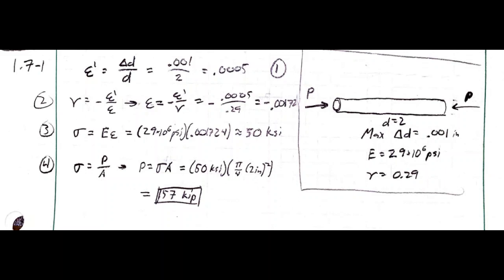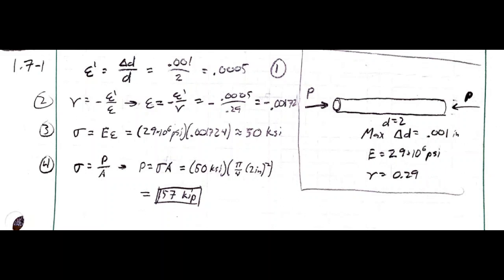Now that minus sign just means that it's getting shorter, which makes sense because the bar is being compressed. So I am going to ignore the minus sign from now on because I know in my head that it just means it's getting shorter. However, if you keep the minus sign, that's okay. It could make things a little more clear for you.